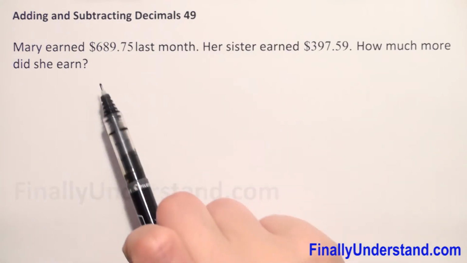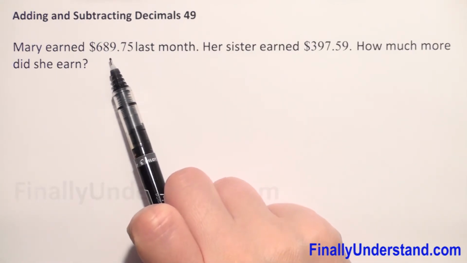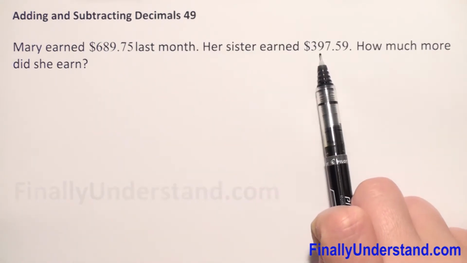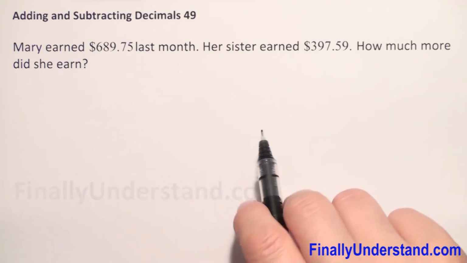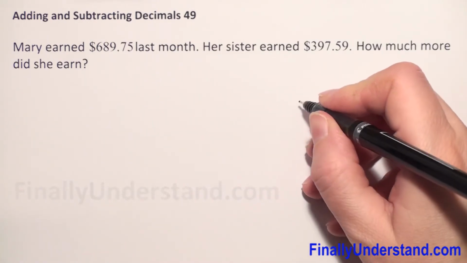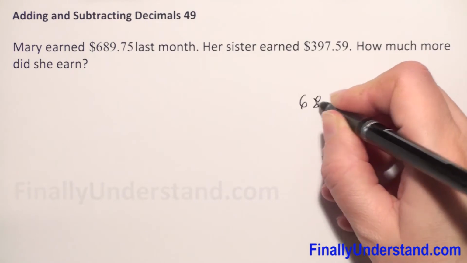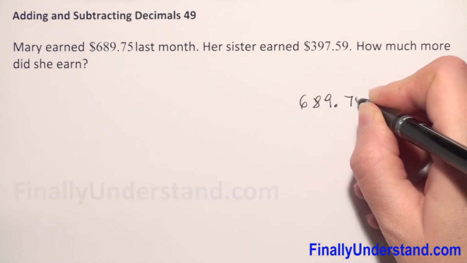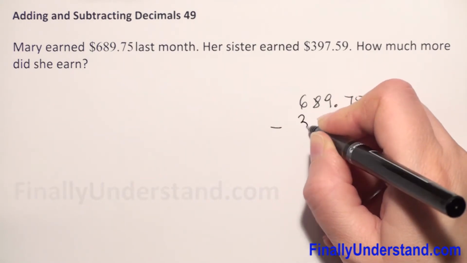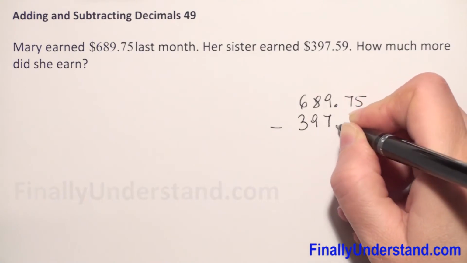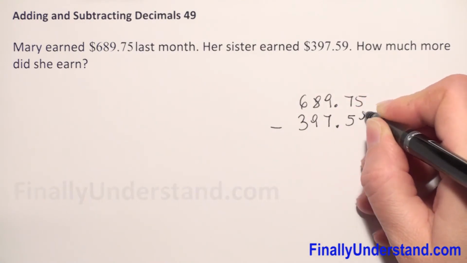Which is greater? 689 is greater than 397. Let's forget about dollar symbols. So we have 689.75 minus 397.59.